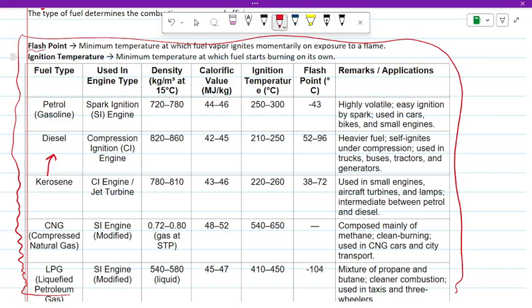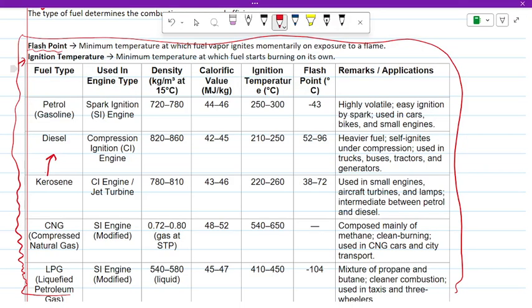So what is a flash point? The minimum temperature at which fuel vapor ignites momentarily, means suddenly, on exposure to a flame. Whenever there is exposure to a flame, like when we light a matchstick, and in that flame the fuel is ignited, that temperature is known as flash point. Okay, if the fuel gets ignited and starts burning, that temperature is known as flash point.